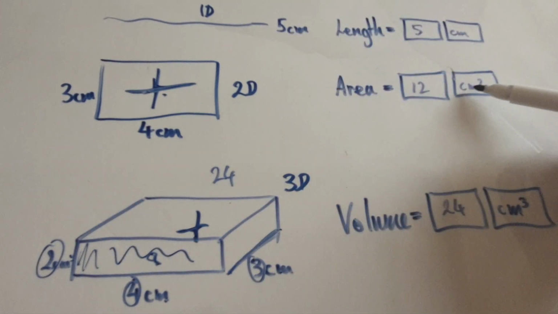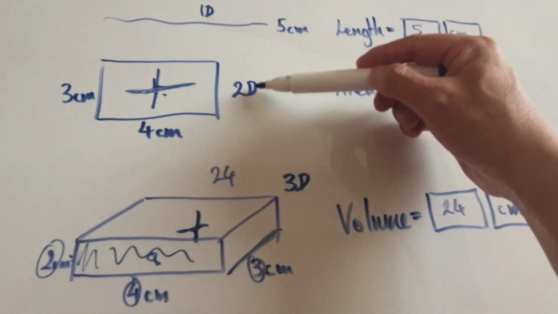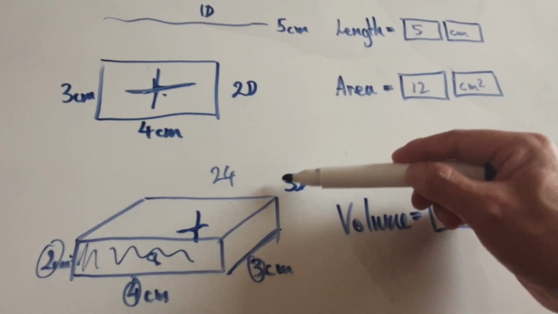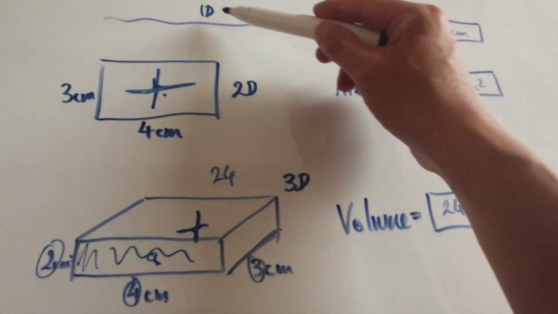An area will be centimeters squared. So you're living in 2D if you're talking about an area. If you're talking about volume, you're living in 3D. And the length, only 1D. Okay?